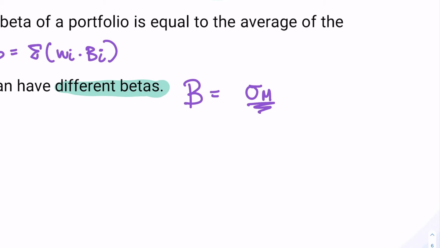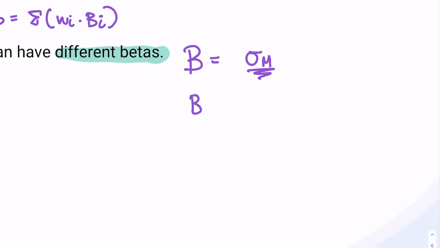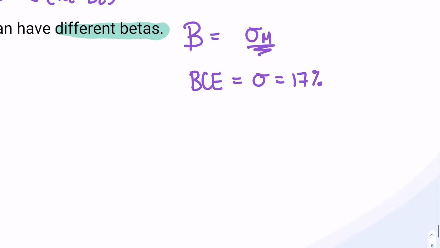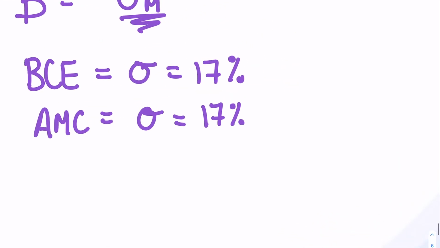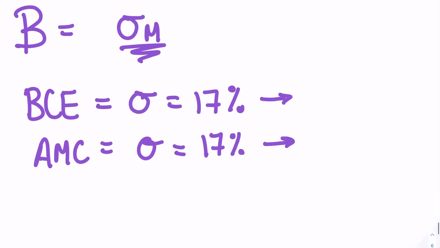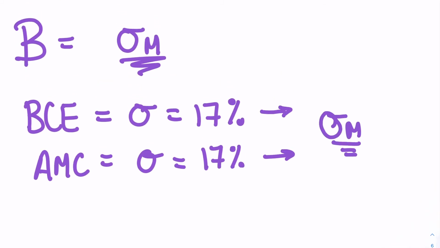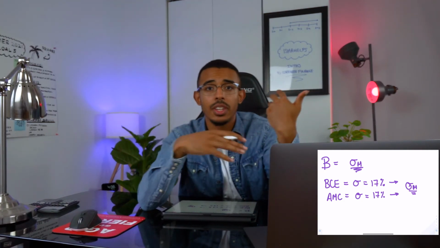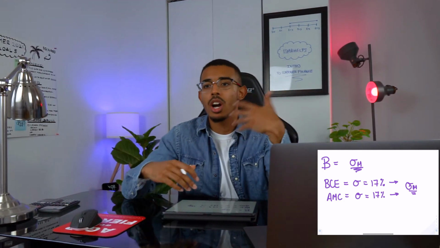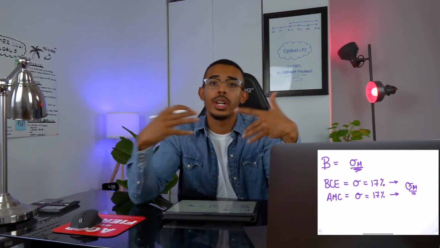So essentially, we could have BCE, which is Bell, we could have its stock, and it could have a risk of 17%. And I don't know if that's actually factual, but it could have any given level of risk. And then we could look at AMC, which for some reason would also have a risk of 17%. But the idea is that both of them contribute differently to the total variance of the market because they have a different market share or a different market capitalization. They don't contribute to the same level to the variance of the portfolio.